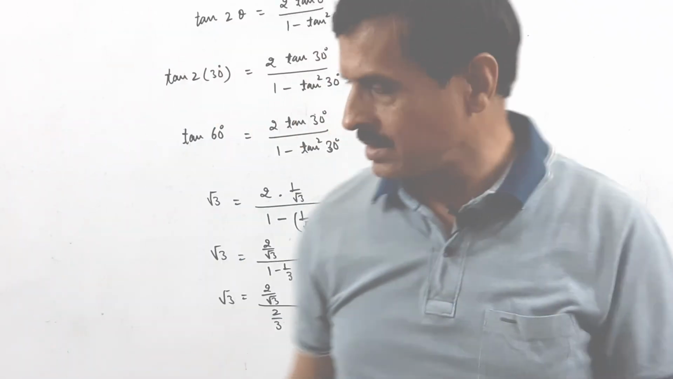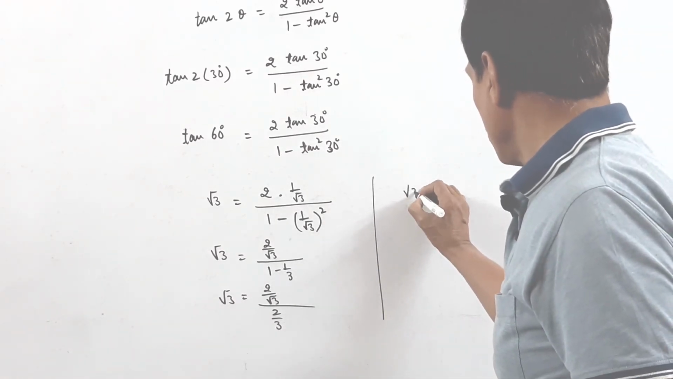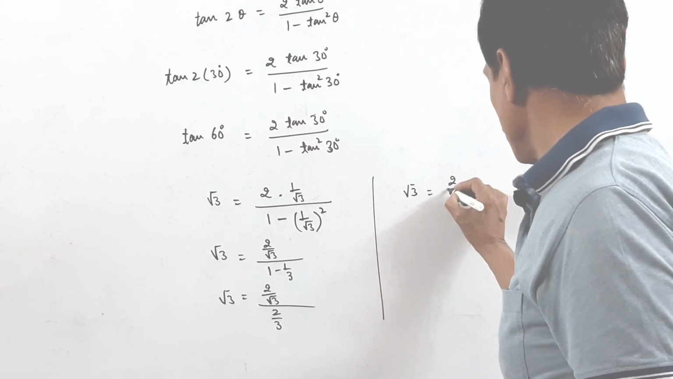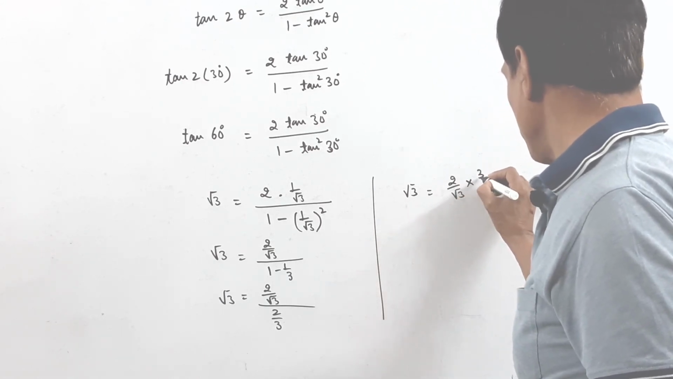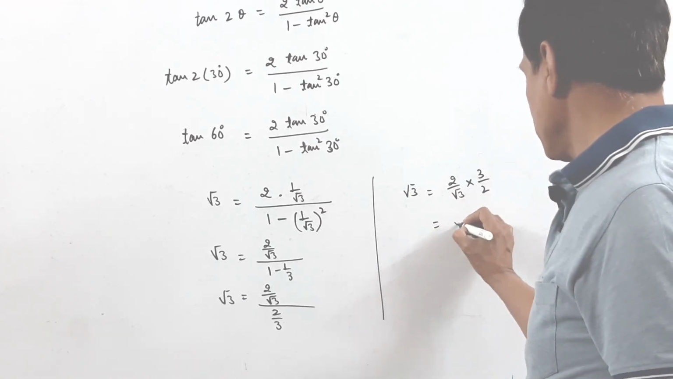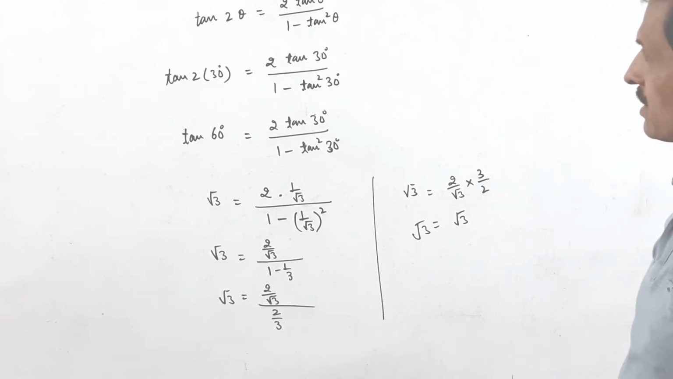It thus implies root 3 is equal to 2 upon root 3 multiplied by 3 by 2, and that is root 3. So root 3 is equal to root 3, hence verified.